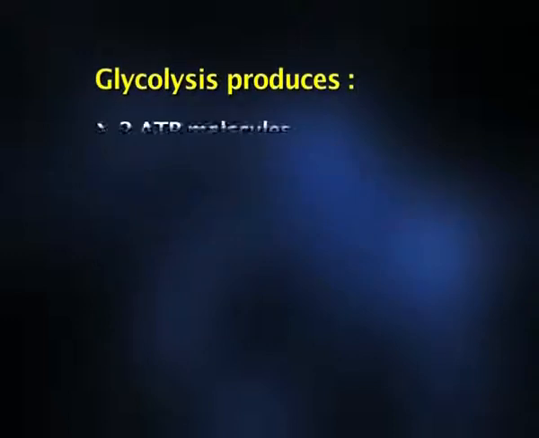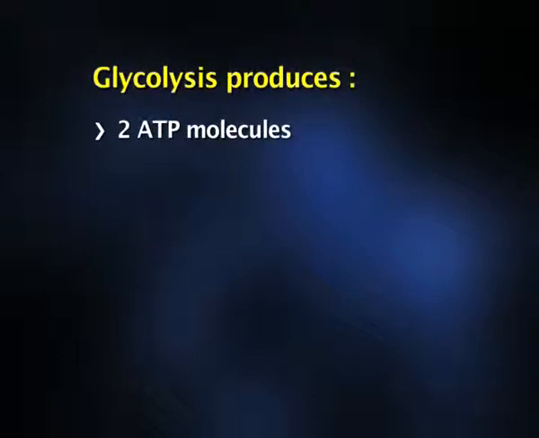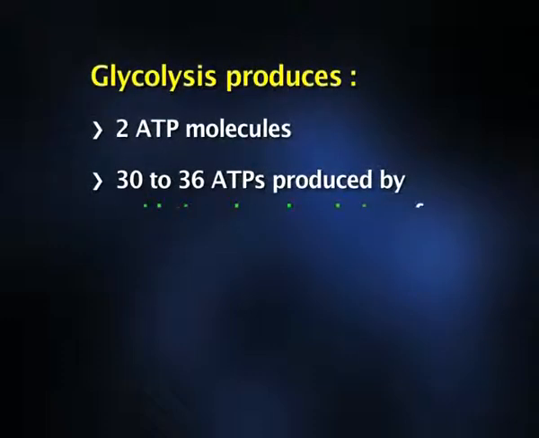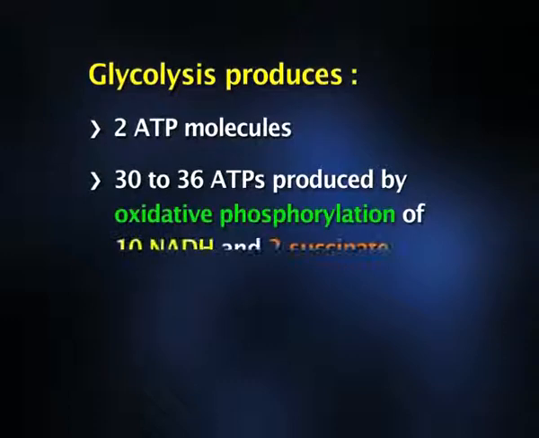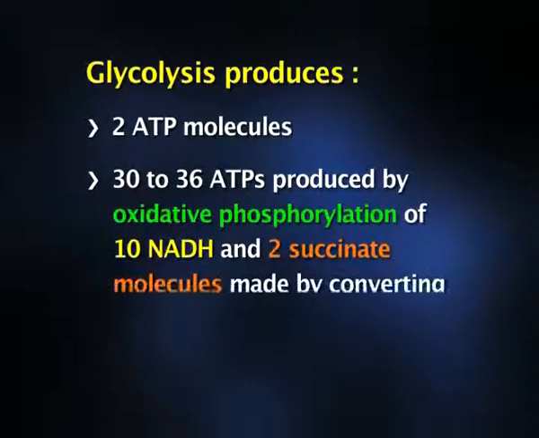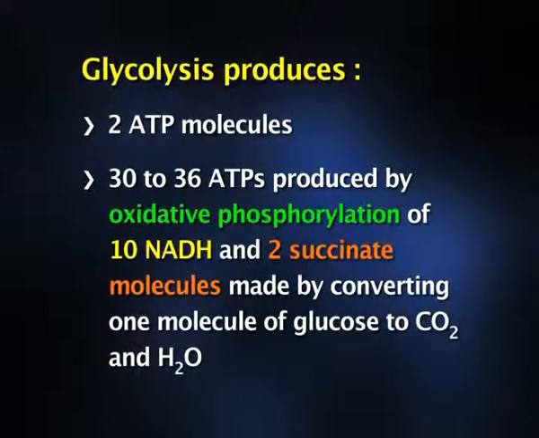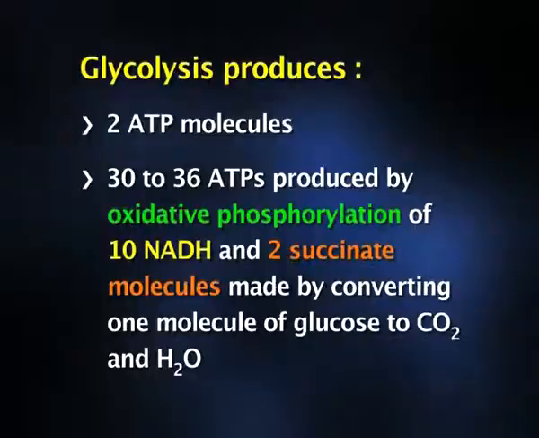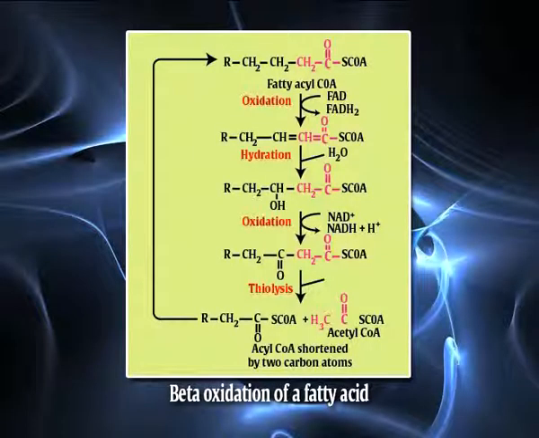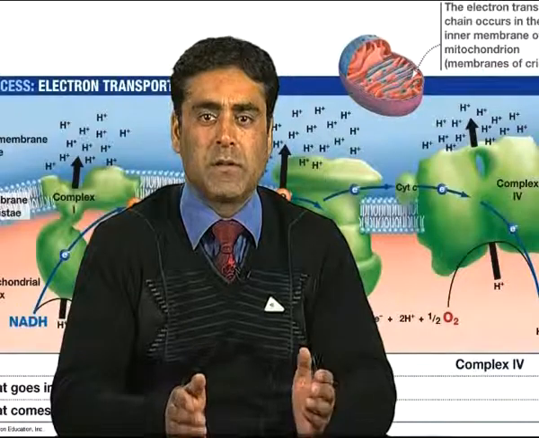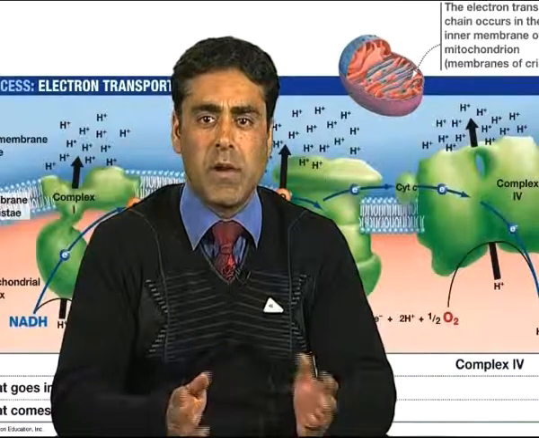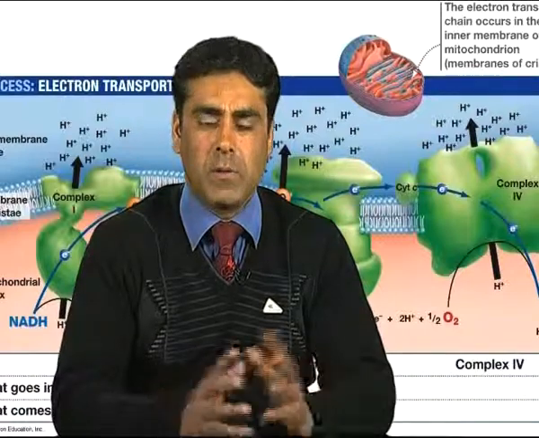Glycolysis produces only 2 ATP molecules, but somewhere between 30 and 36 ATPs are produced by the oxidative phosphorylation of the 10 NADH and 2 succinate molecules made by converting one molecule of glucose to carbon dioxide and water. While each cycle of beta oxidation of a fatty acid yields about 14 ATPs. These ATP yields are theoretical maximum values. In practice, some protons leak across the membrane, lowering the yield of ATP.